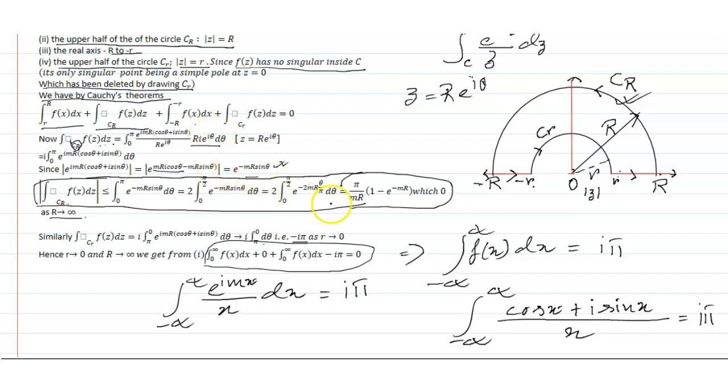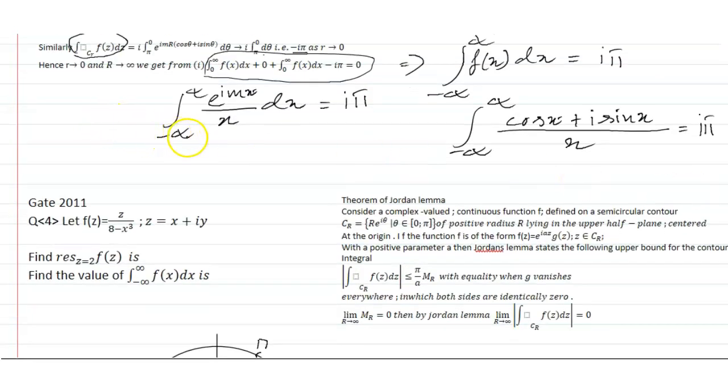Because I get i pi from the small semicircle. This value is minus i pi, and this value is infinite, 0. This value is 0 as r tends to infinity. So whatever I get, the integral from minus infinity to infinity of sin x by x dx is equal to pi.